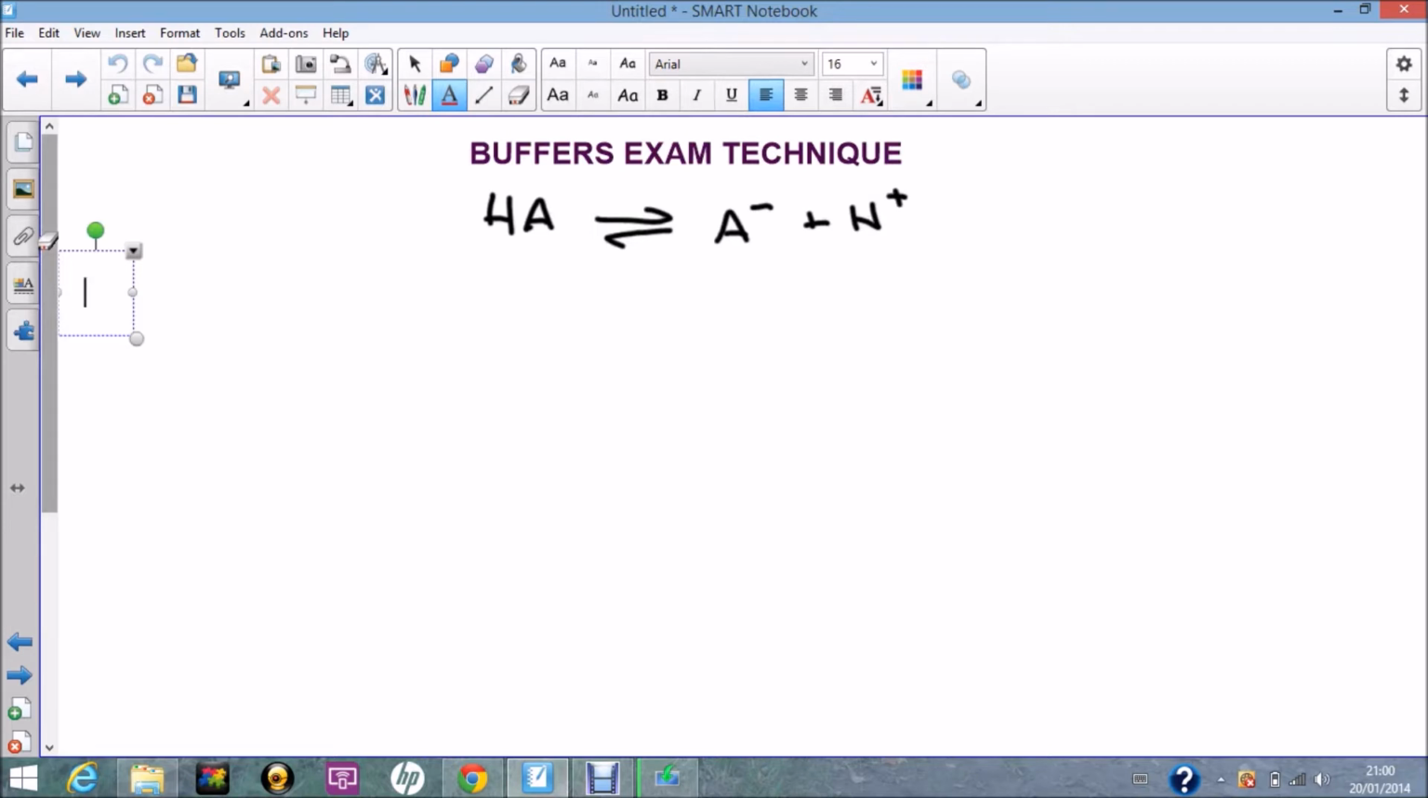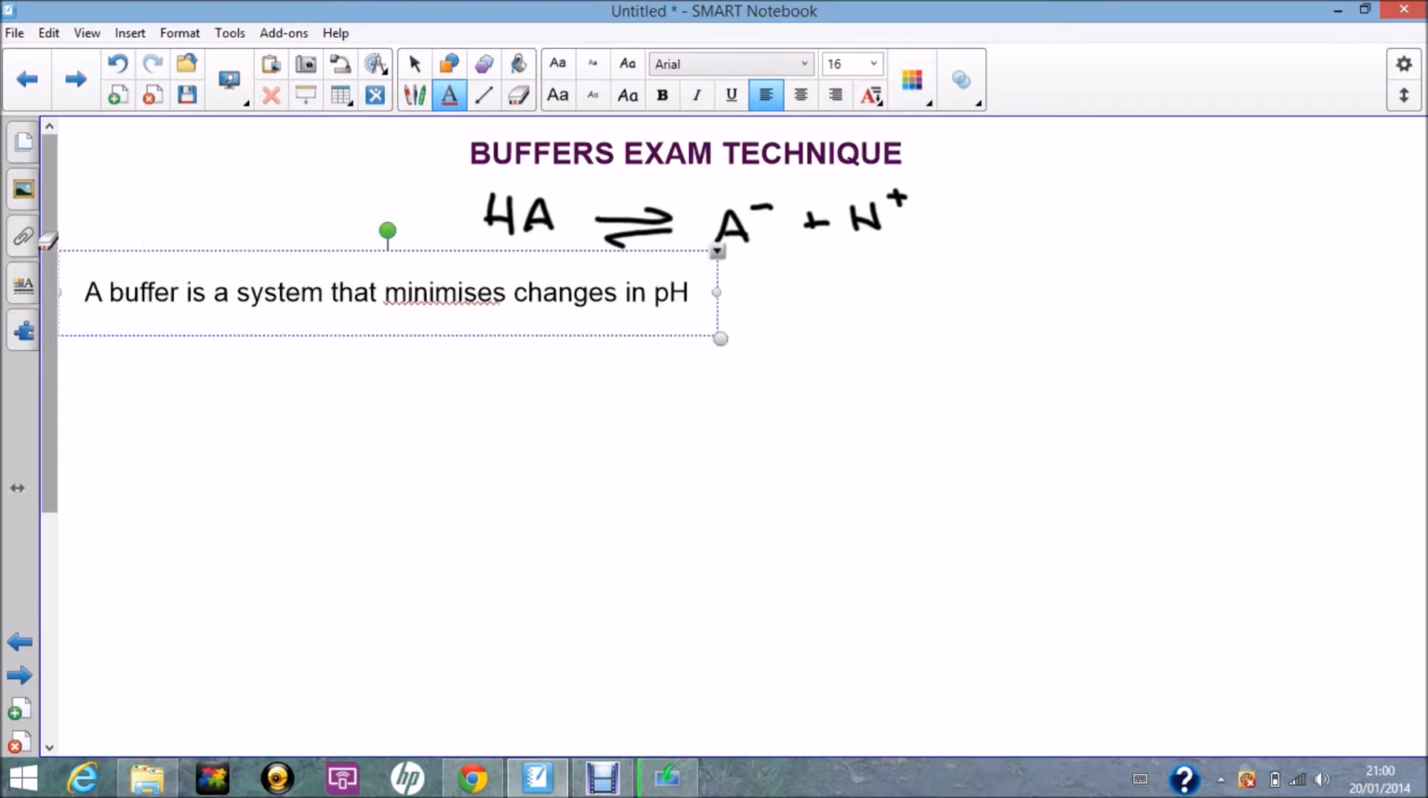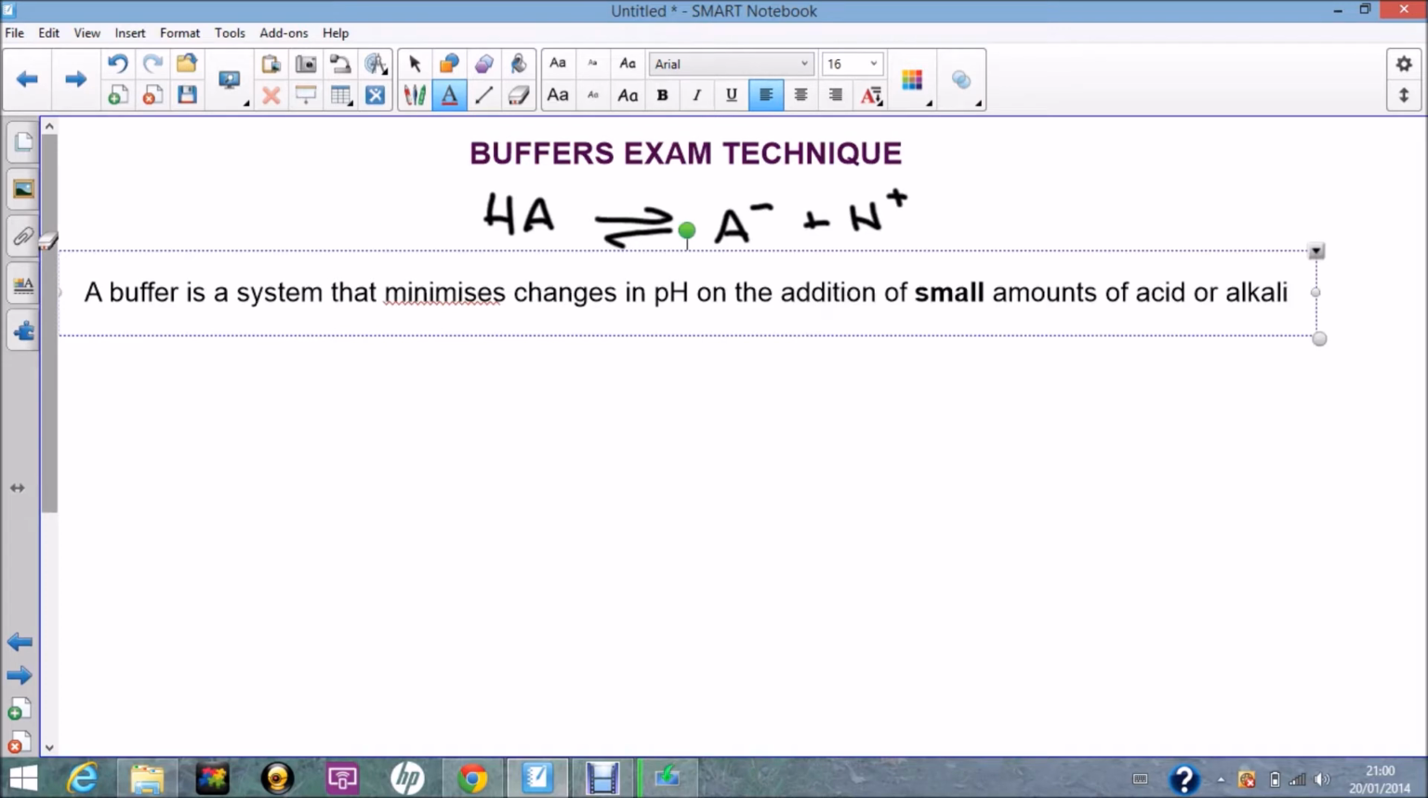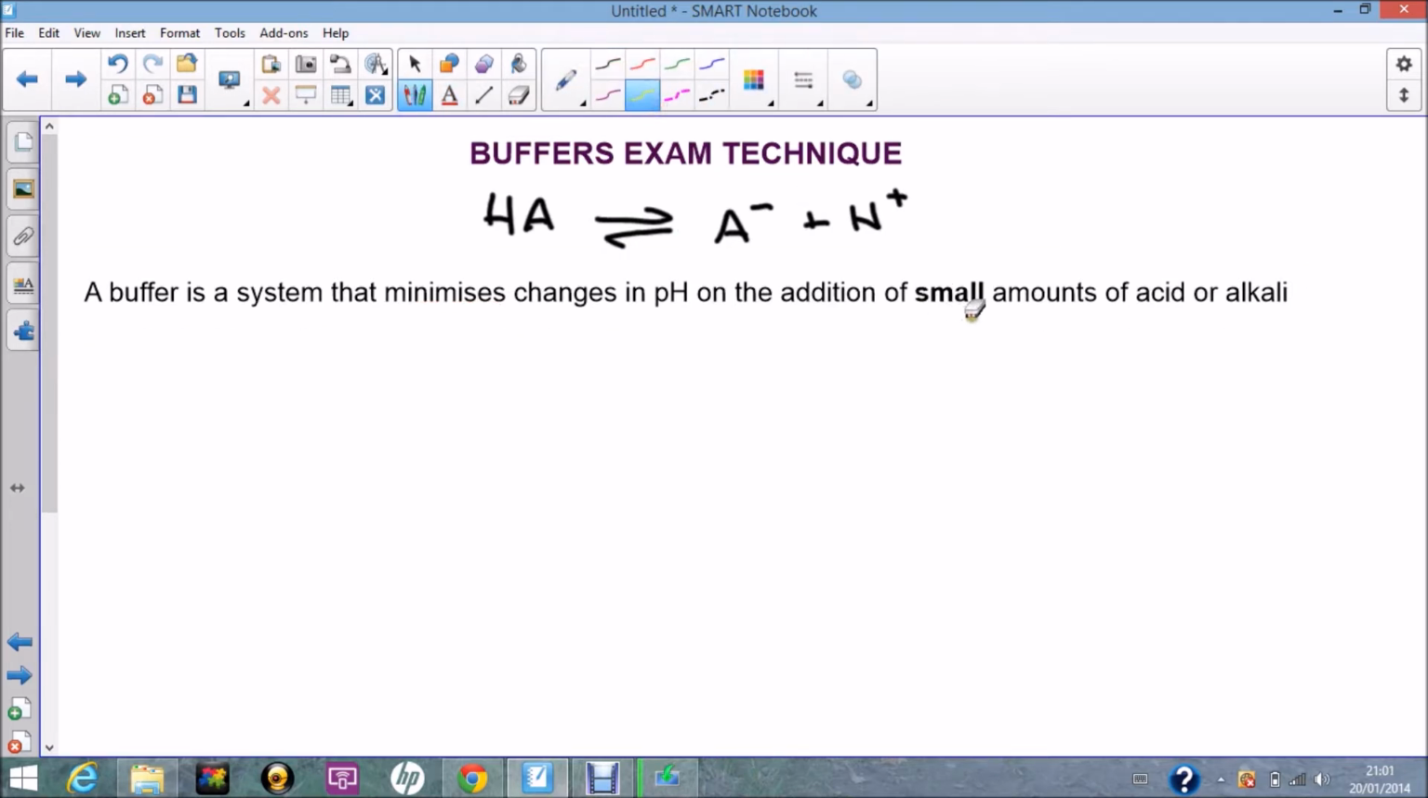So let's start off with what a buffer is. For that you're going to need to learn your definition. The definition says a buffer is a system that minimises changes in pH, and for that you will get 1 mark, on the addition of small amounts of acid or alkali. Quite often you'll find the word small is in bold in the mark scheme, which means you have to say it. Buffers are only designed to cope with small amounts of acid or alkali, otherwise they become overloaded and they don't work. So quite often you'll get 2 marks for this definition. That will be the first part of your exam technique.